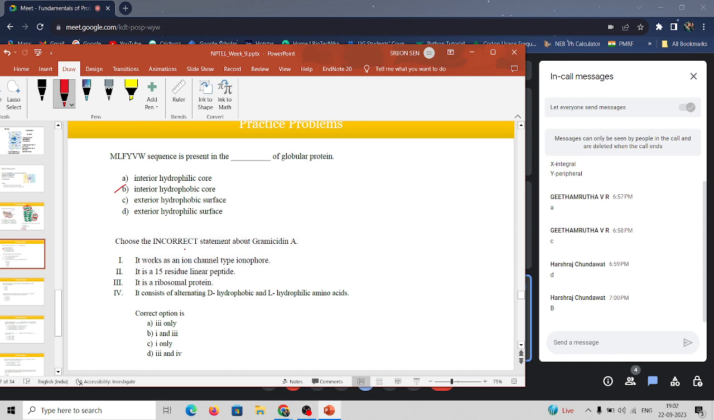So choose the incorrect statement about gramicidin A. What do you know about gramicidin A? You have to choose the incorrect statement. One, it works as an ion channel type ionophore. Two, it is a 15 residue linear peptide. Three, it is a ribosomal protein. Four, it consists of alternating D-hydrophobic and L-hydrophilic amino acids.